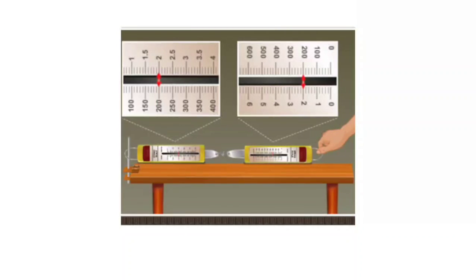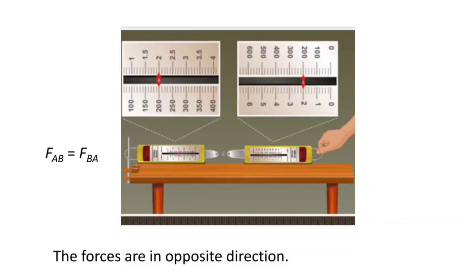So here we can say that the force on A due to B will be equal to the force on B due to A. So on both the spring balances, since the magnitude of force is equal, we can write the forces are equal, but these forces are again in opposite direction.